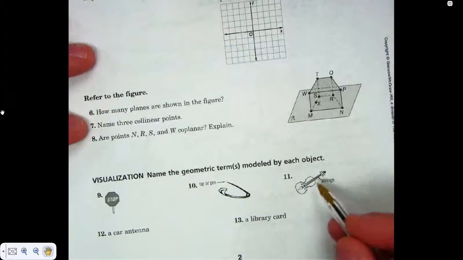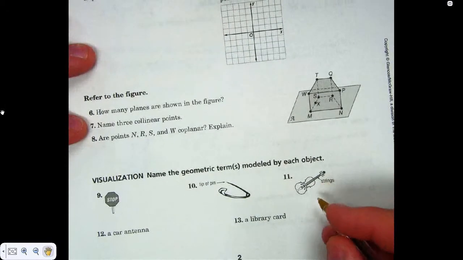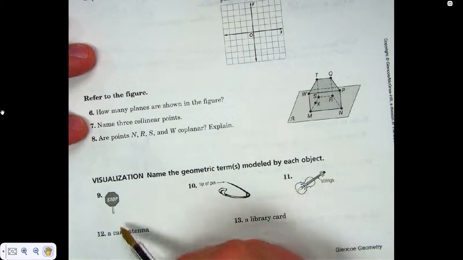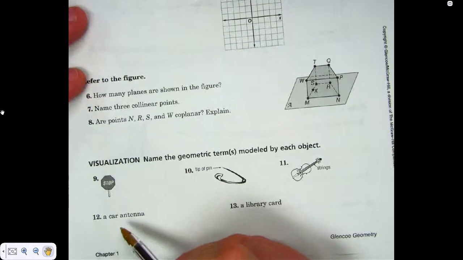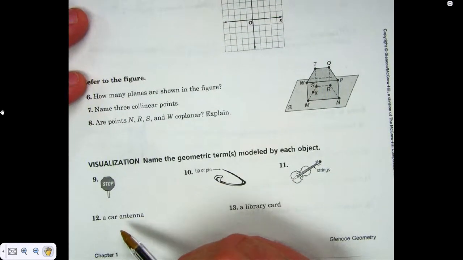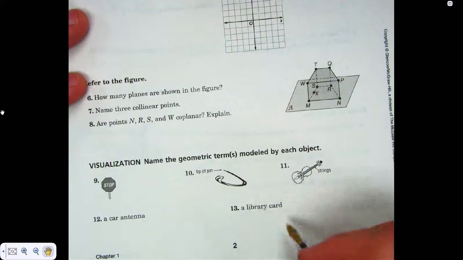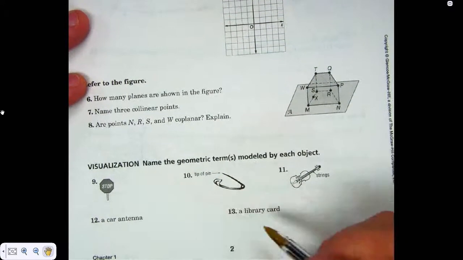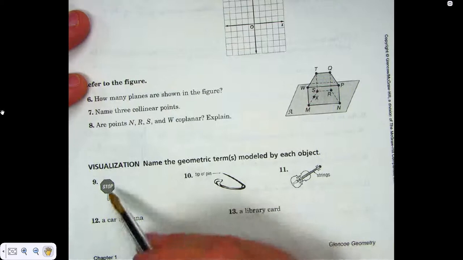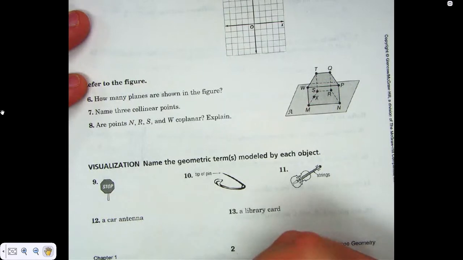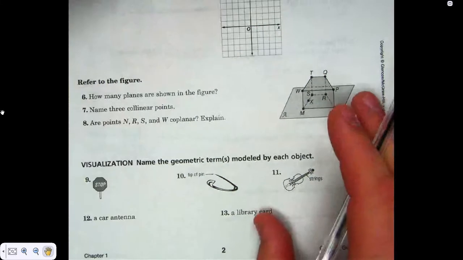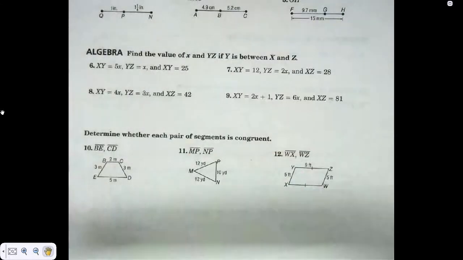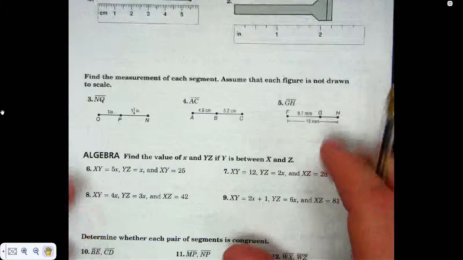What are the strings? At what? Line or segment, correct? A car antenna. Yeah, or ray. Library card. Plane. Point. What's that? Say it's an octagon, but all right. This one right here. How about on 1-2?